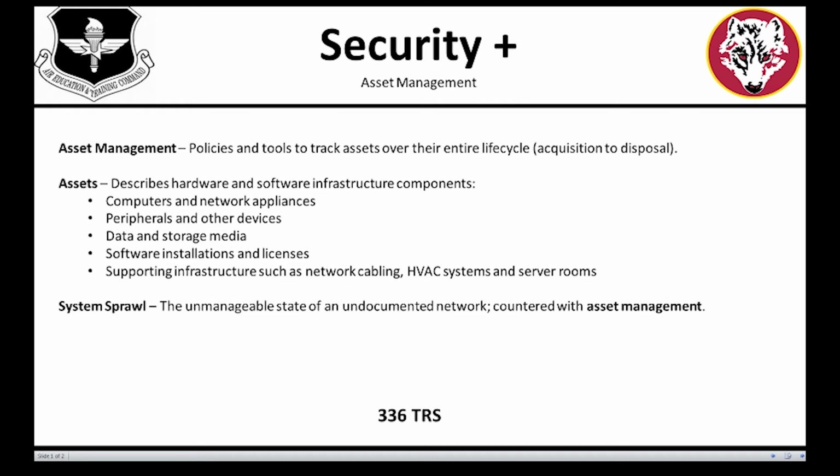Now, when you have so much equipment out there for these large organizations, we call that system sprawl when it becomes so undocumented and so widespread that you don't have a good means of managing it. You should have a good asset management system to be able to track all of those items to prevent that system sprawl.